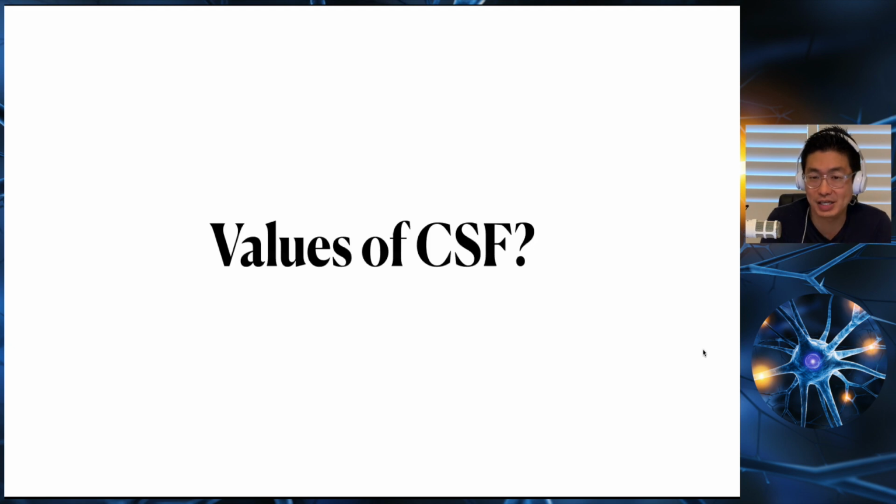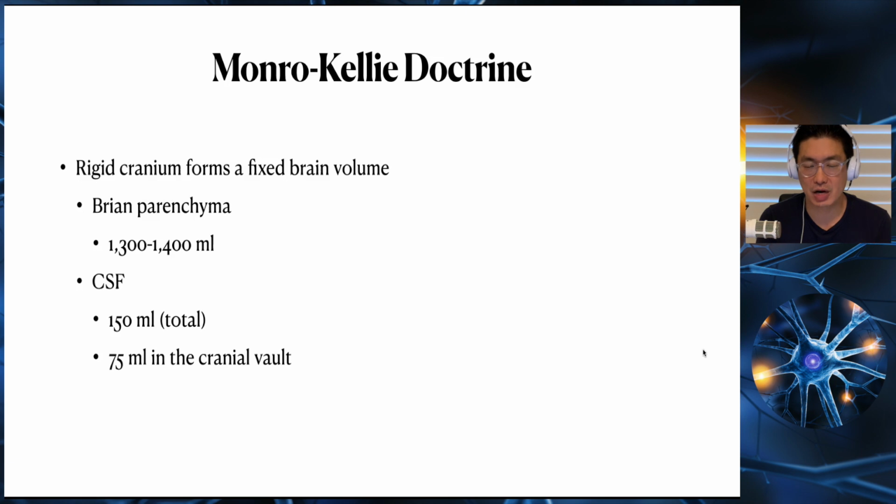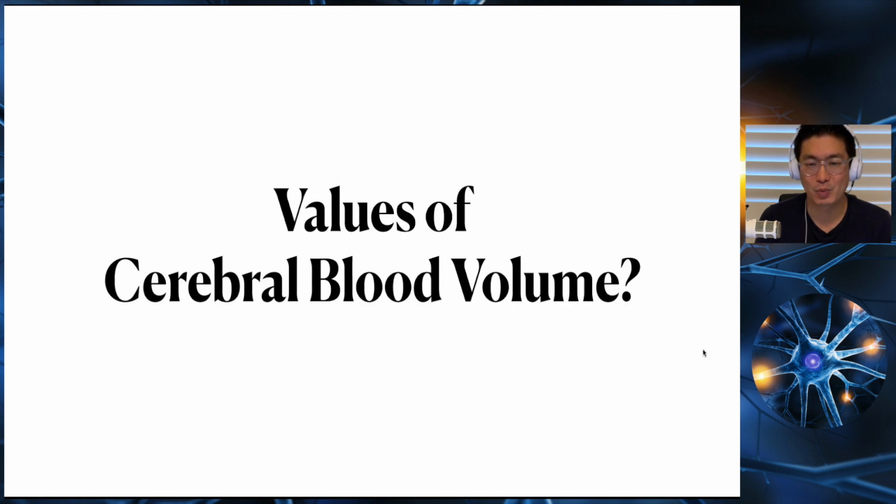Now, the next question is values for CSF. When we talk about CSF, it's 150 mils in total, with 75 mils in the cranial vault and 75 mils in the spinal subarachnoid space. What is the value of the cerebral blood volume?